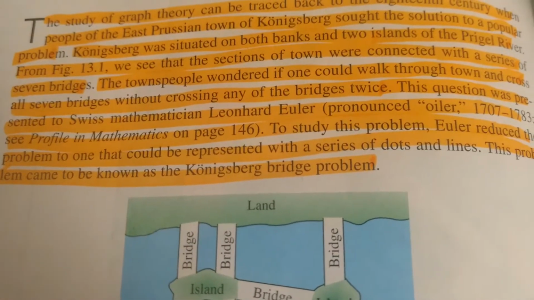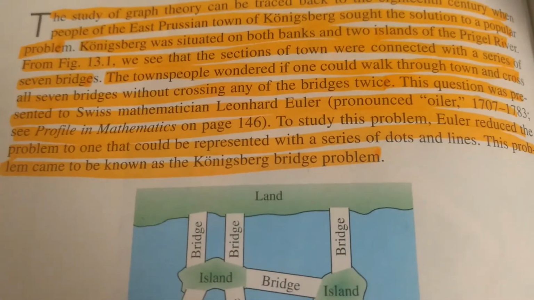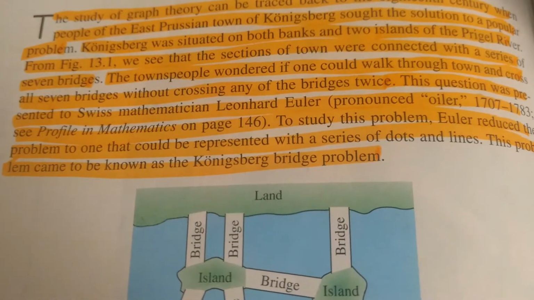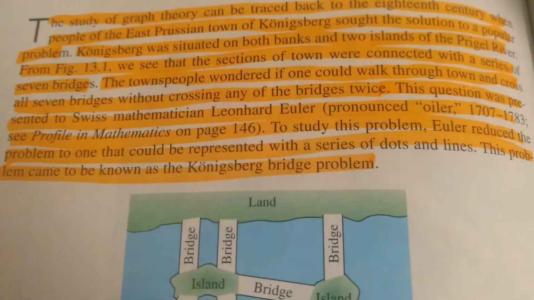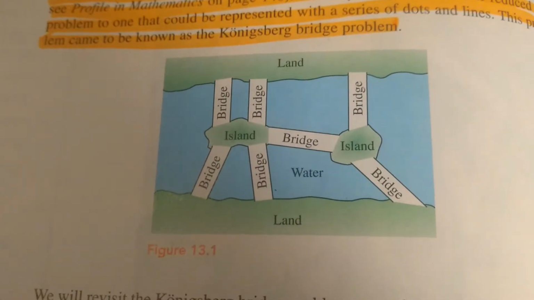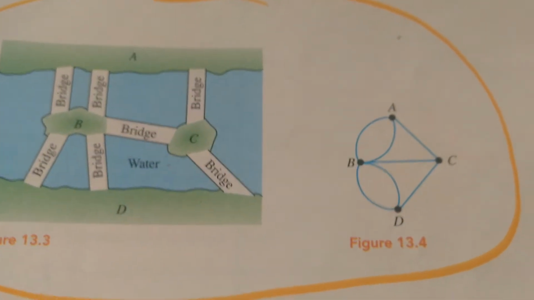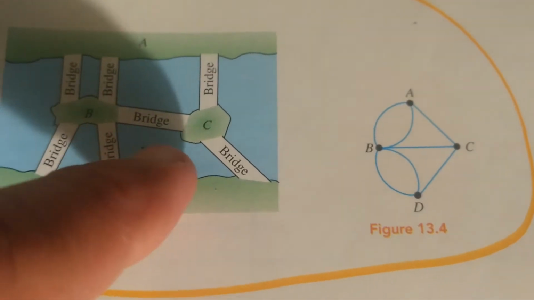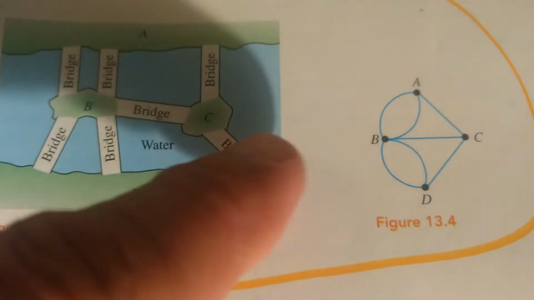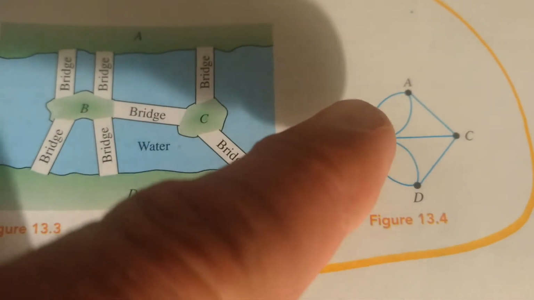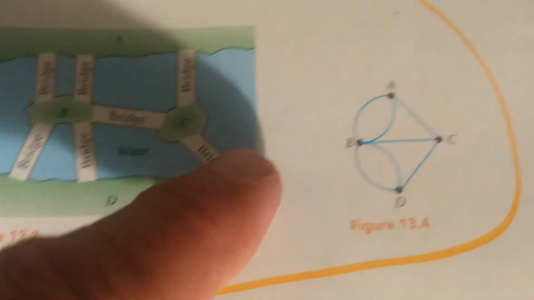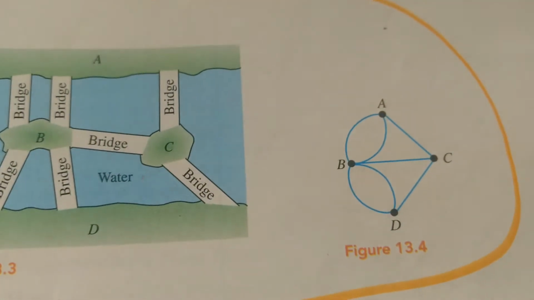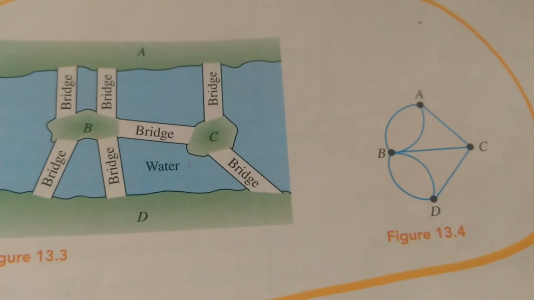To study this problem, Euler reduced the problem to one that could be represented with a series of dots and lines. So what he did was he used graph theory in order to solve it. And you can see this over here on page 808. So what he did was use vertices to mark the points of the land. So here's point B, which is right there. Here's point A, which is that side of the land. There's point D here. And then point C is right there. And then what he did was use a series of lines to draw the bridges.